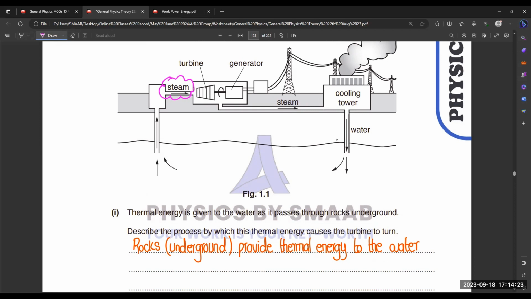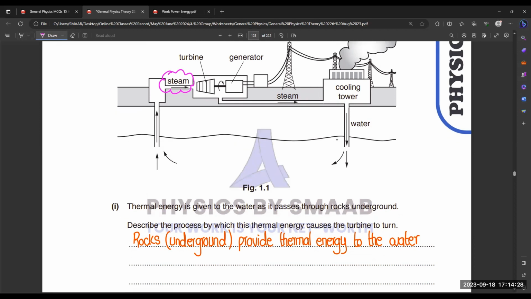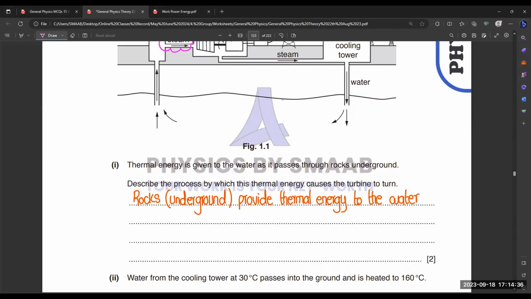We are getting the same steam, same turbine, same generator. So basically we are getting thermal energy, supplying energy to the water. Geothermal heats water up, forming steam. Steam causes the turbine to run. Yes, your answer is also right.